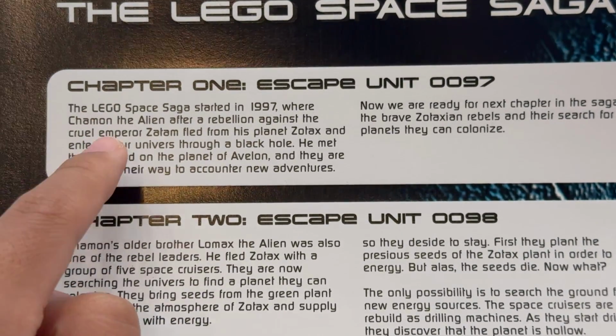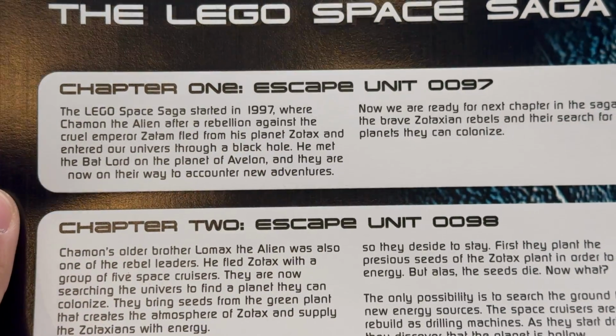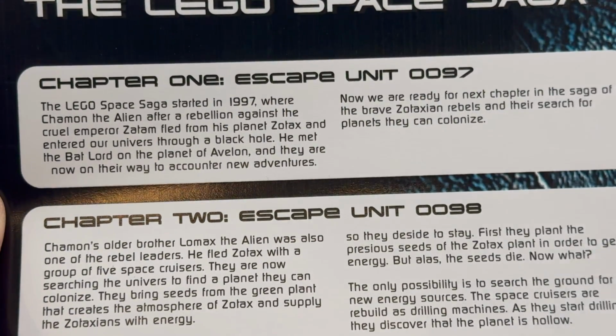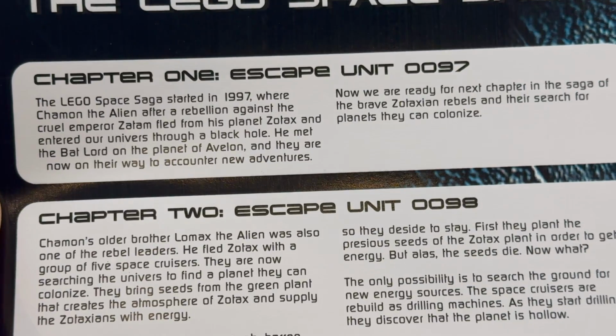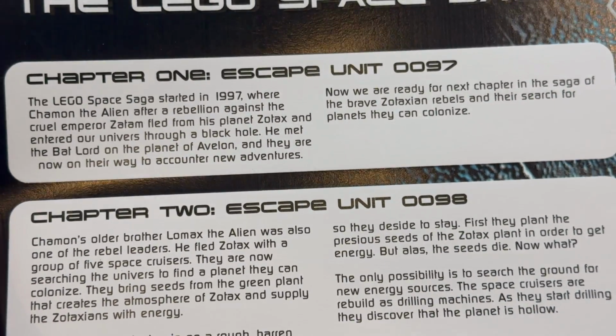and met Basil the Batlord on the planet of Avalon. And I guess they have teamed up, so both Basil and Chaman, because I say they, so it implies that this is also a castle crossover as well, which is crazy.